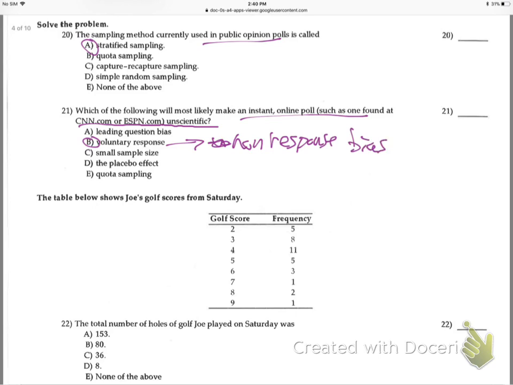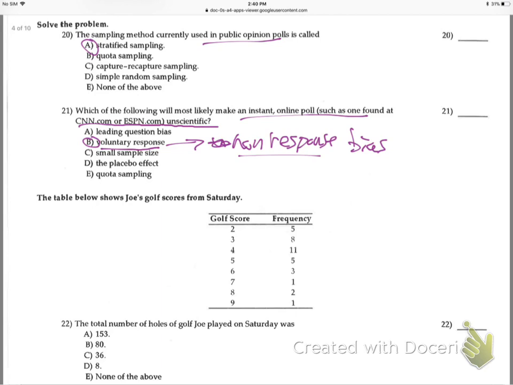Because when they do the online thing, hardly anybody responds. They get fake results when they do that. You get non-response bias because it's voluntary response. Whereas if Gallup realized you got to come up to people and ask them, then you tend to get the truth. Okay, number 22, the table there.